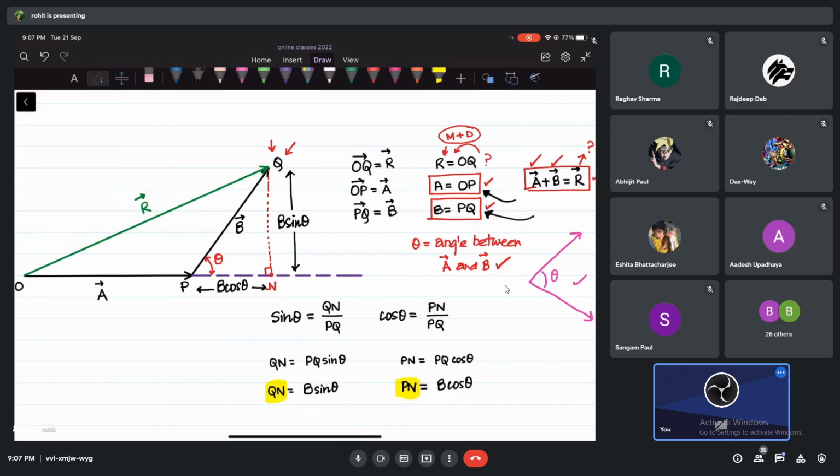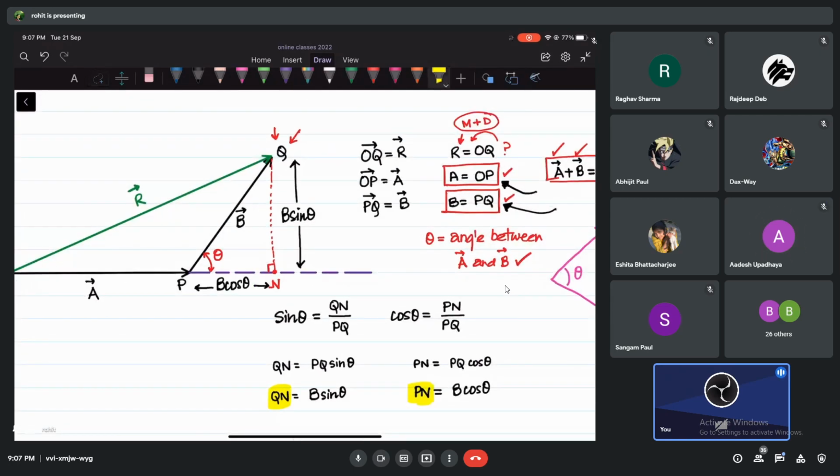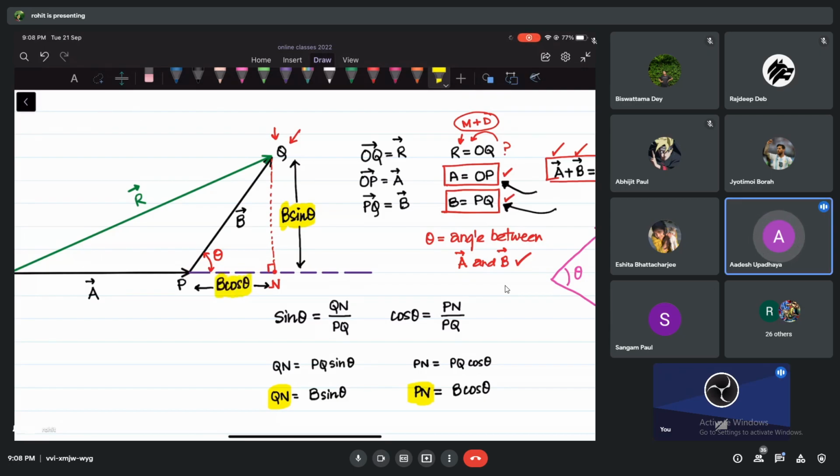In short, let me tell you like this. This is the perpendicular, and the perpendicular is hypotenuse times sine theta. And what is this? This is the base, and the base is hypotenuse times cos theta. Are you clear what I said just now, guys?